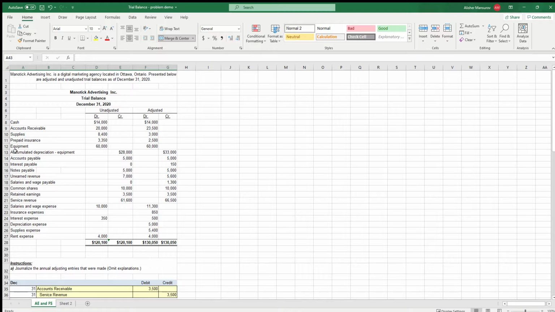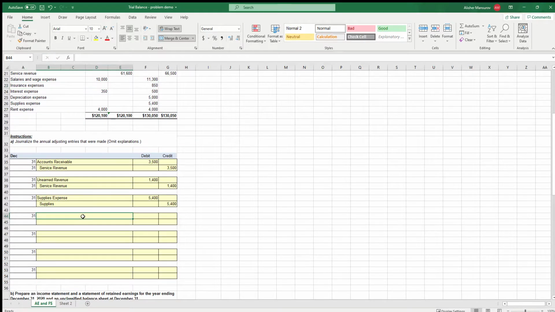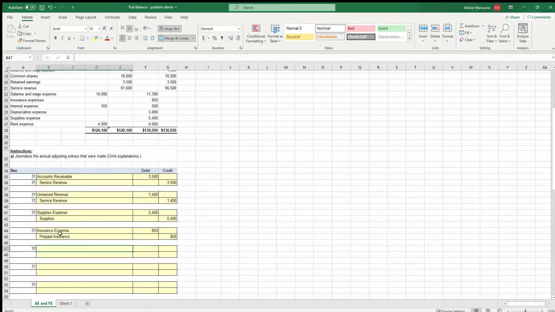Next, we keep looking further down here, we see that prepaid expense went down from $3,350 to $2,500, and this is caused by, obviously, insurance expense, which was $850 for 2020. So let's record that. Insurance expense $850, and prepaid insurance decreased by $850. So our asset, prepaid insurance, went down by $850 because of this insurance expense.